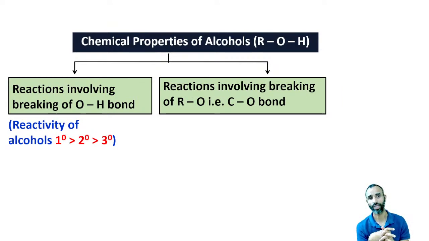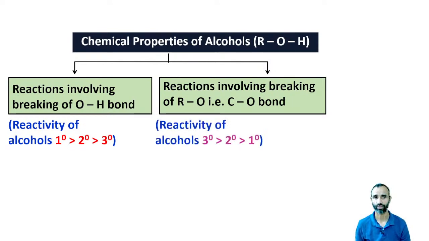In case of O-H bond cleavage, the reactivity order is primary, secondary, and tertiary. Yes, because as the number of releasing groups increases, that increases electron density on the oxygen, and therefore O-H bond breaking becomes difficult. But in case of C-O bond cleavage, the reactivity order is tertiary, secondary, primary, because tertiary carbocation is more stable than secondary, than primary.